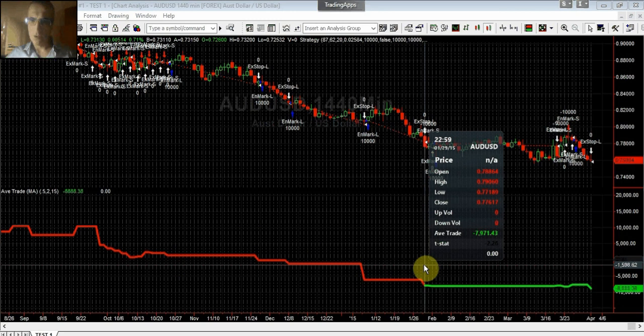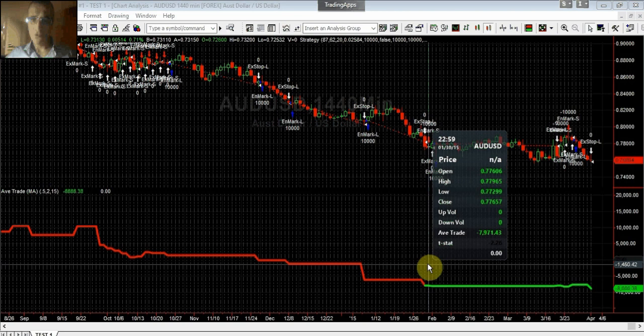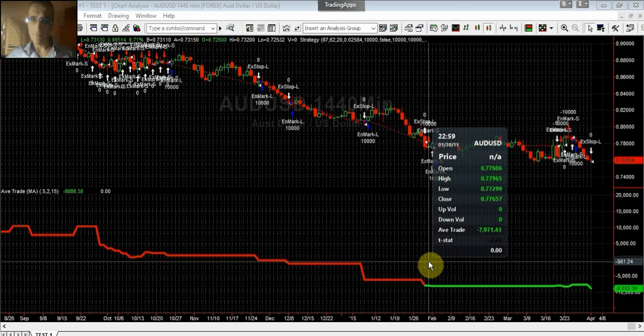you see the color green for the average trade 7971 on the date of 29 January 2015. So in other words, at the end of January 2015, my strategy is showing a fundamental change, which means for me the decision either to disable the strategy or for sure to allocate less capital.